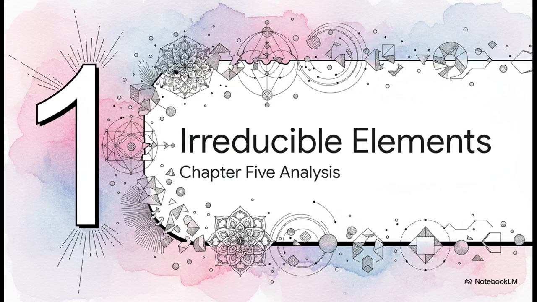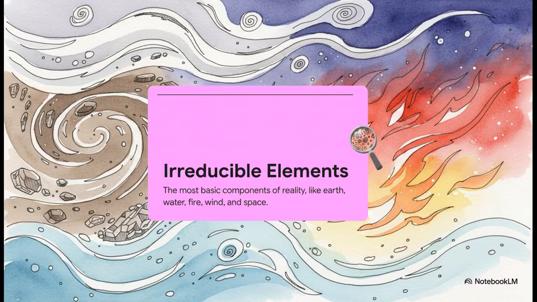All right, Part 1, Chapter 5, Irreducible Elements. We are really targeting the absolute foundation of reality here. We're moving way past macro-level constructs to strip the universe down to its barest conceptual studs. And to do this right, we have to keep our mental models strictly at that microscopic foundation. We are absolutely not talking about macro objects here.